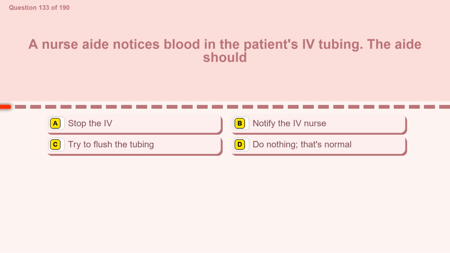Question 133. A nurse aide notices blood in the patient's IV tubing. The aide should: Option A, stop the IV. Option B, notify the IV nurse. Option C, try to flush the tubing. Option D, do nothing, that's normal.